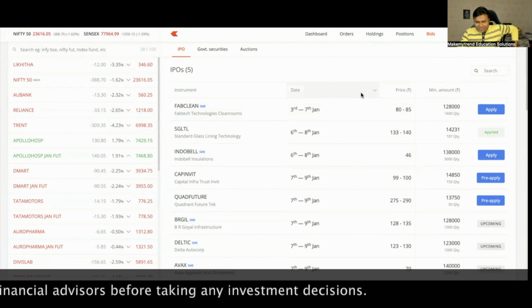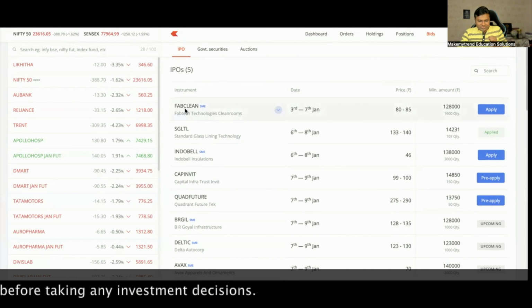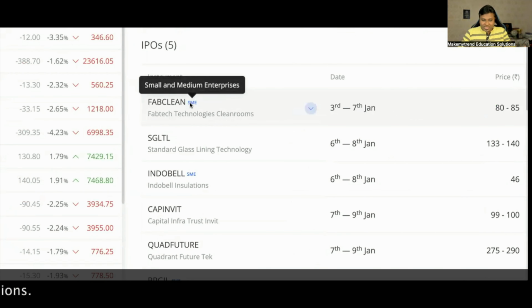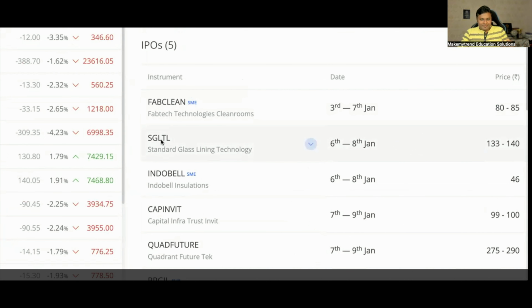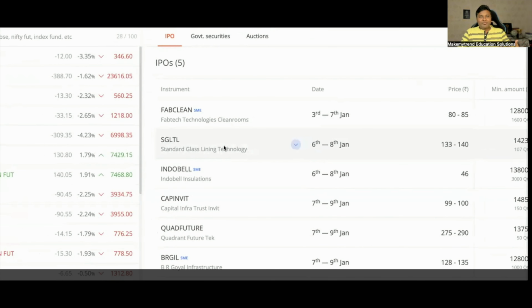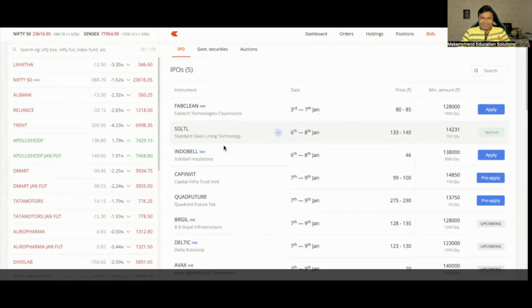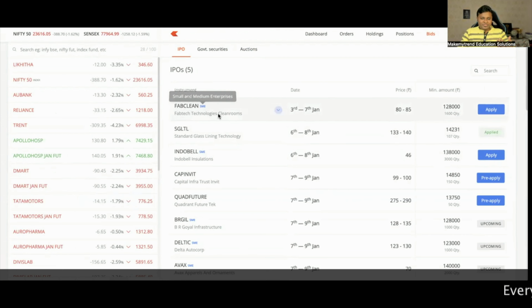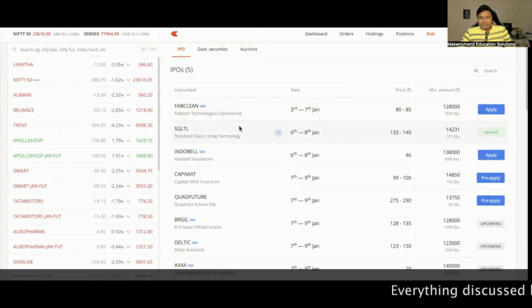Now, there are two types of IPOs you will find. One is called SME IPOs, and the other is main board IPOs. What is the difference between main board IPOs and SME IPOs? Main board IPOs are the ones which get listed on NSE and BSE, especially the exchanges which we have. But there are also SME IPOs, for which we need a higher amount to apply.